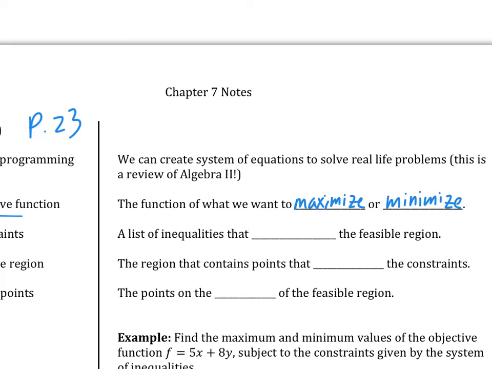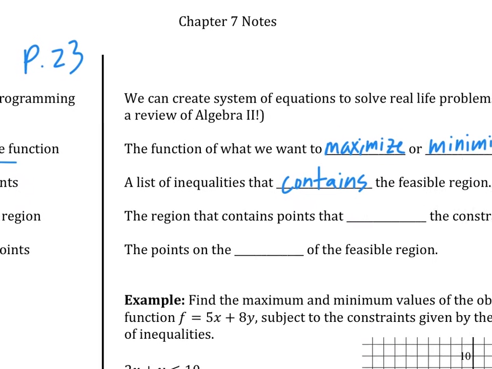Constraints are a list of inequalities that contains the feasible region. So when you graph all the constraints together, they're all going to shade into a region, and that region is what we call the feasible region. So that's the next vocab.